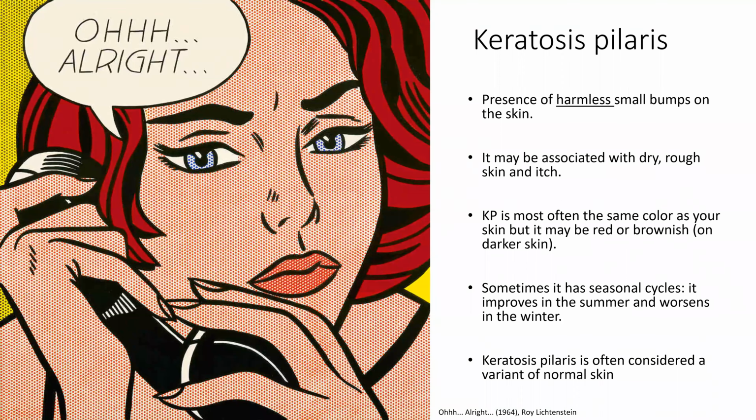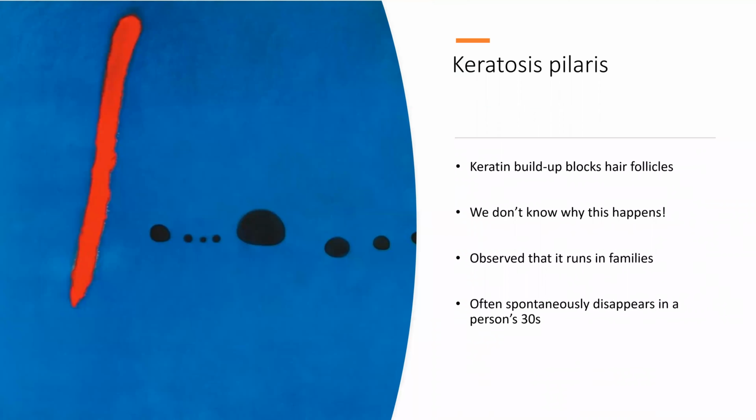There are some things that you can do to take care of KP. So before we get to the treatment, let me just add a few more things. We don't know exactly why people have KP. We've observed that it runs in families, but we can't quite say that it's genetic just because it runs in the family.